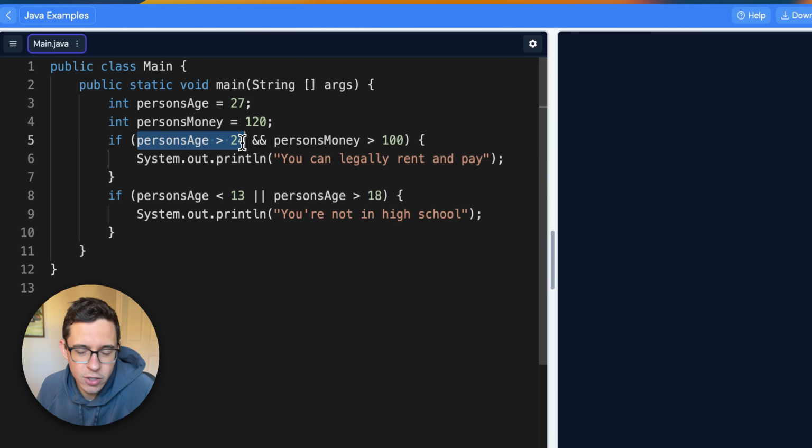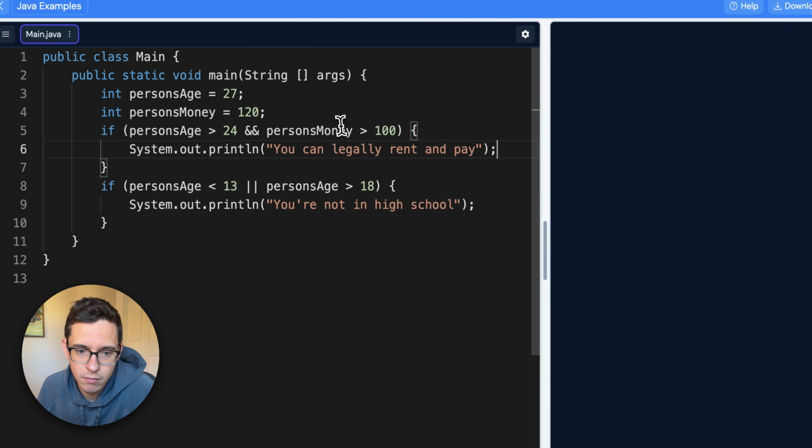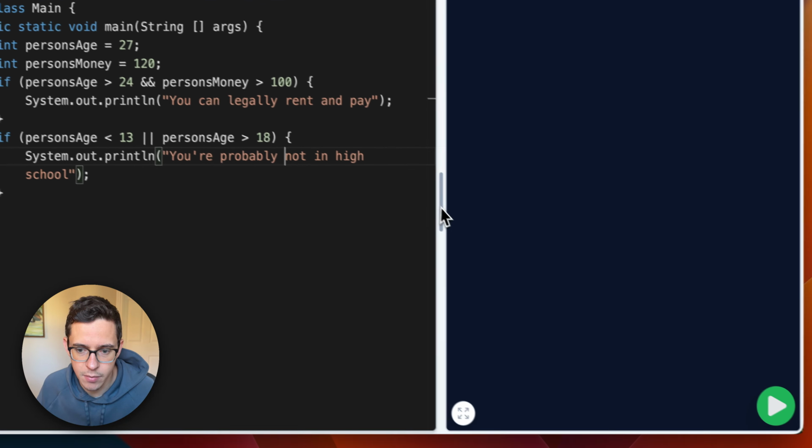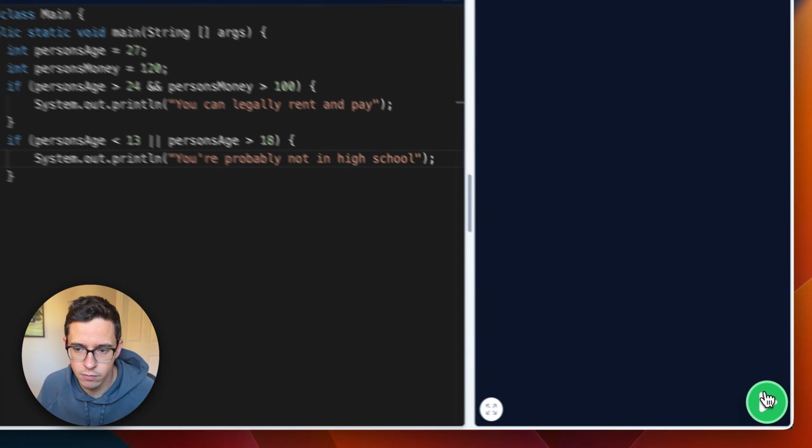So, just think about it logically. If they're old enough to buy a car and they have money, then we say that they can legally rent and pay. So both of these things need to be true in order for them to legally rent and pay. And then if a person's age is less than 13, so they're like 12, or they're over 18, we can say they're probably not in high school. There are exceptions to this, right? But you're probably not in high school. And we can run this code.